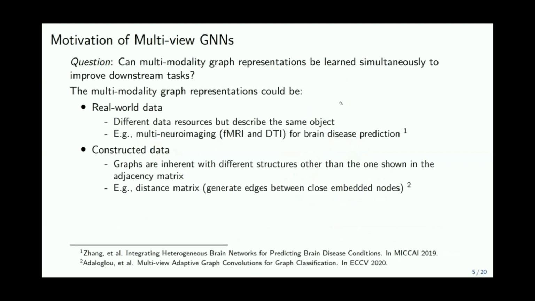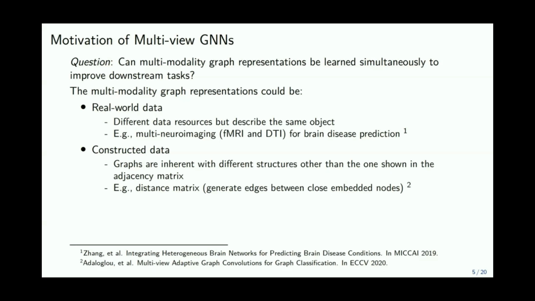Okay, so from single-view GNNs to multi-view GNNs, we want to solve the problem: if we have more than one modality of graph representation, how can we learn from these modalities to serve the downstream task better? For different graph modalities, we have a few cases. In real-world data, the data sources can be different, but they all describe the same object. For example, in brain disease prediction, the two modalities could be one for fMRI and the other one for DTI.